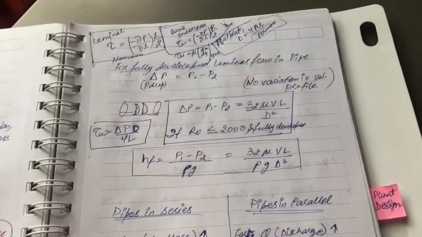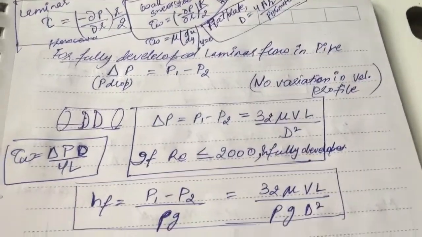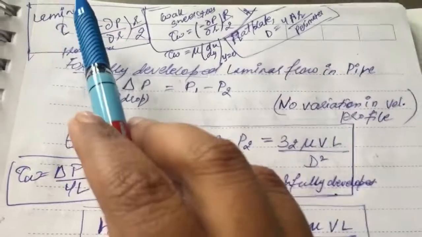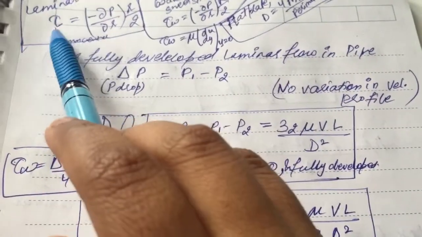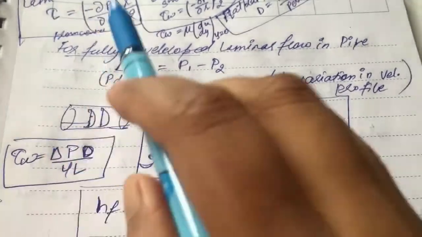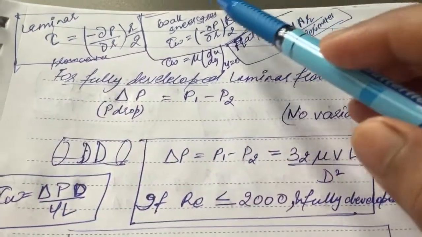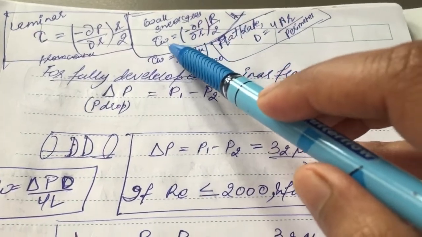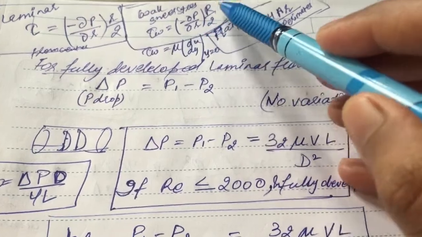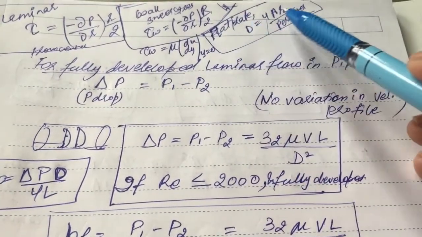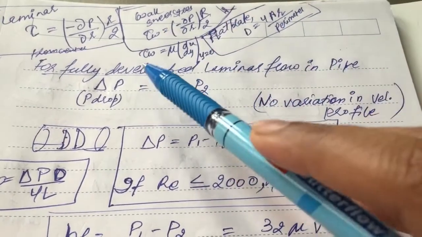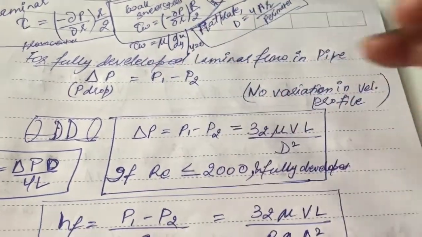Then we have fully developed laminar flow in pipe. Before that, there are a few formulas. For laminar flow, tau is minus del P by del R into R by 2. And for wall shear stress, tau w is minus del P by del R into R by 2. And for flat plate, diameter is 4 times of area by perimeter, and tau w is mu du by dy.